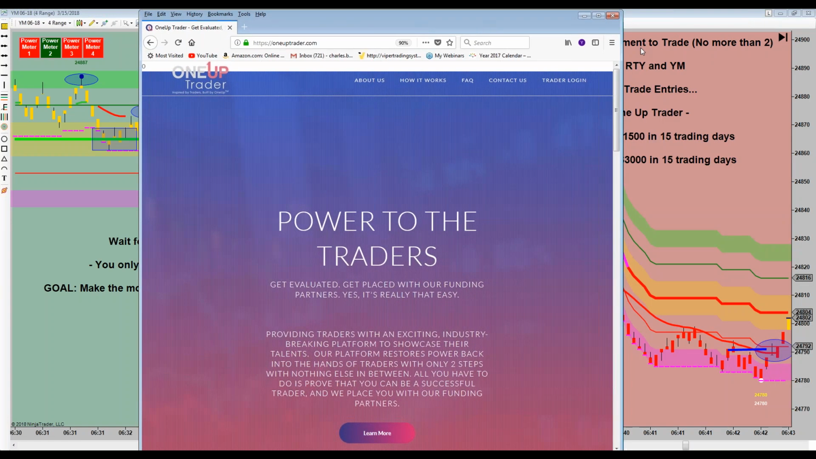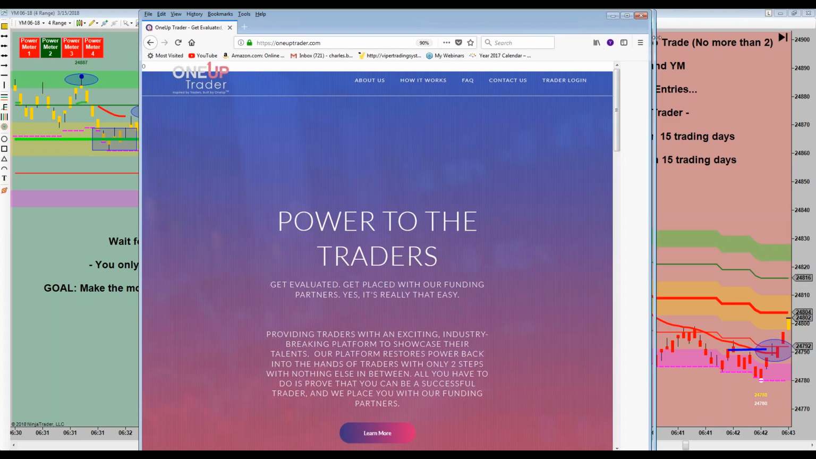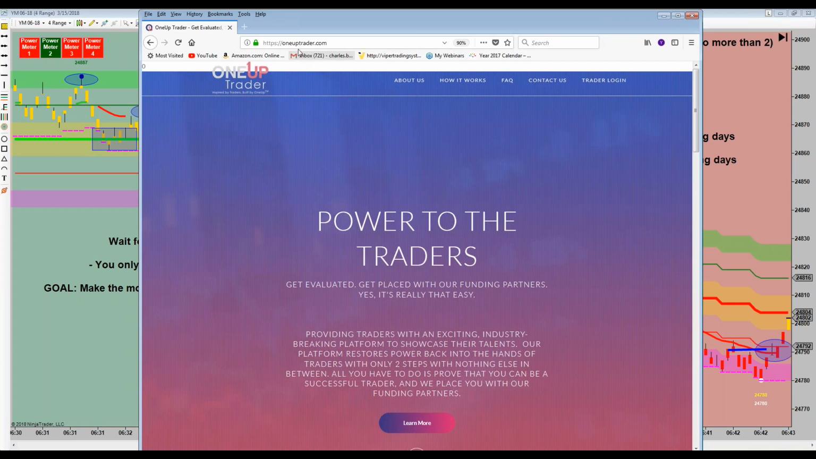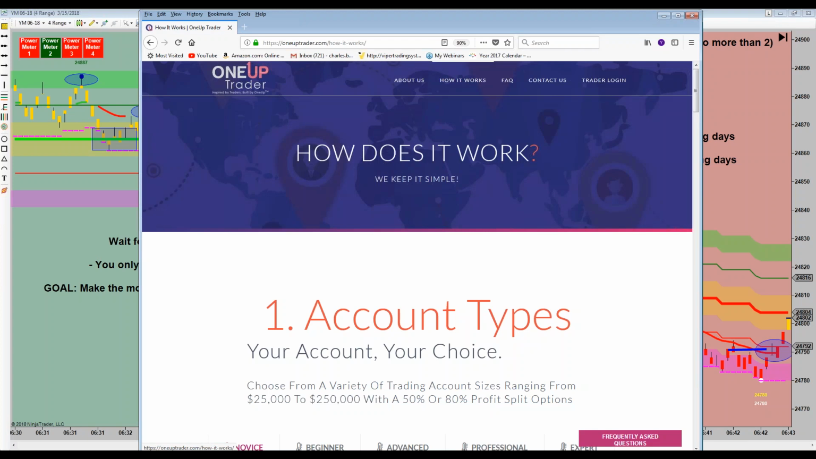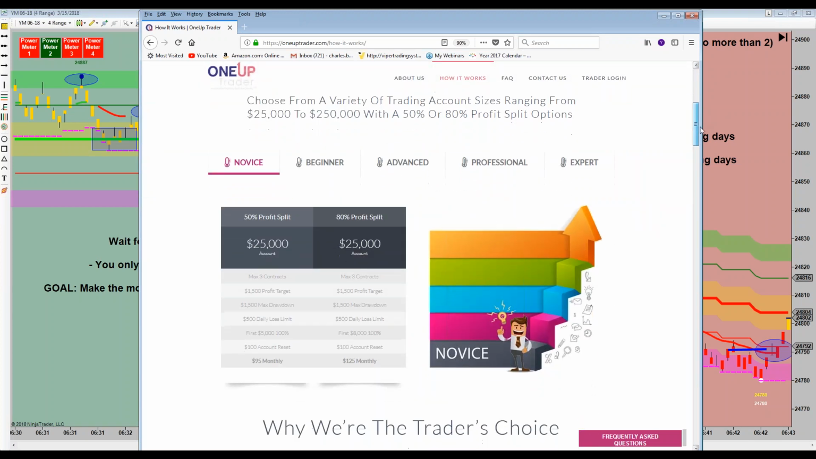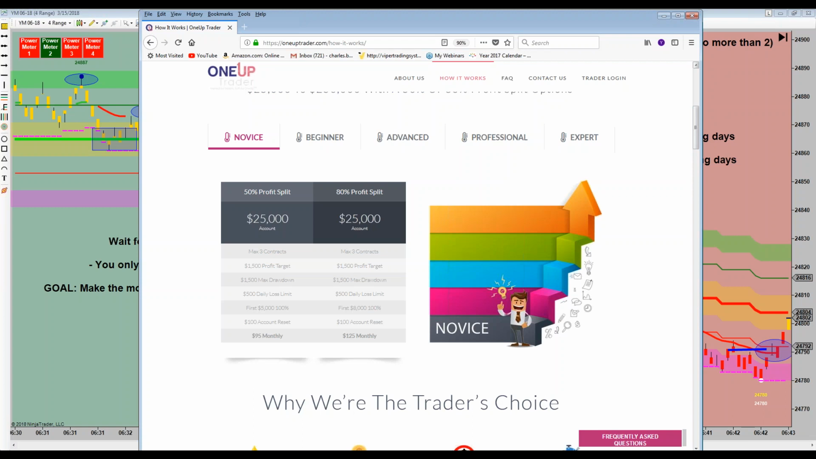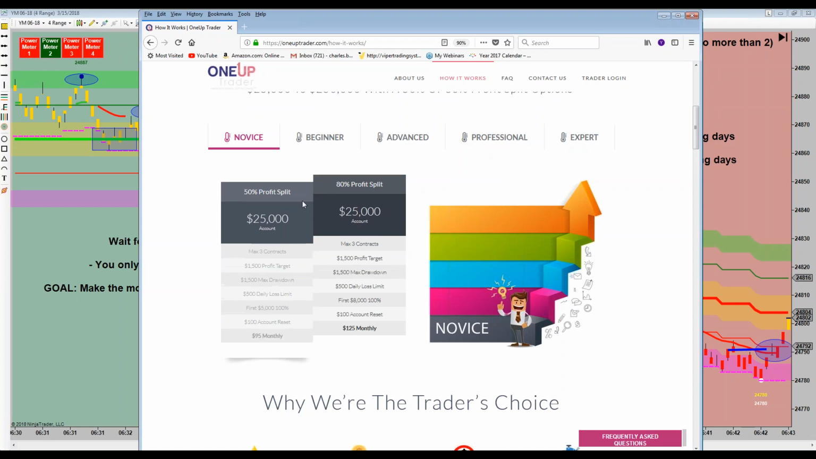Okay, everybody wants to bookmark this real quick. It's called OneUp Trader, OneUpTrader.com. When you navigate to this site, you're going to click on How It Works on the menu bar up here. Now, I'm running out of time, so I can't go through all this. We'll take more questions in the morning on this, okay? In fact, we'll probably do a little email where we send this out to everybody so you have something to look at. But you have what's called a novice or beginner account. We recommend that you go with the 25,000 80-20 split.